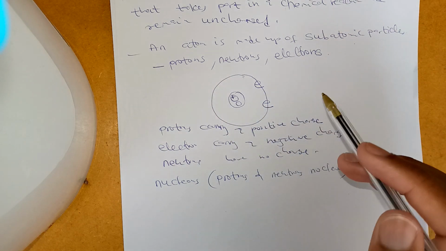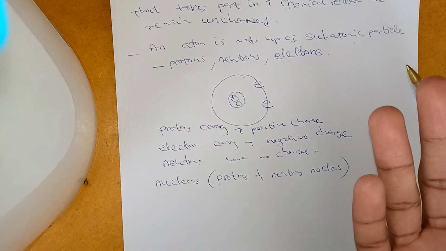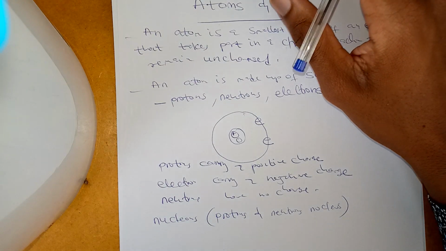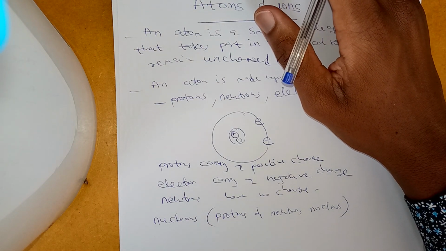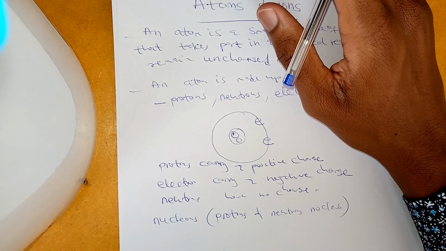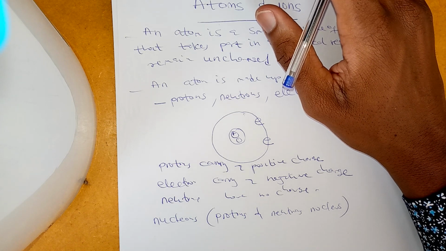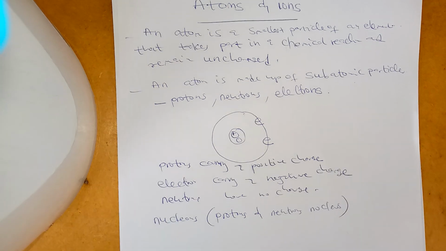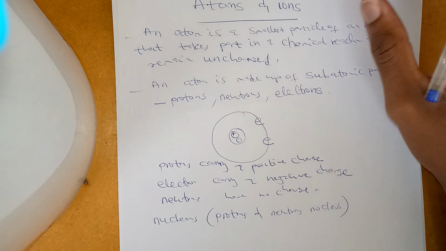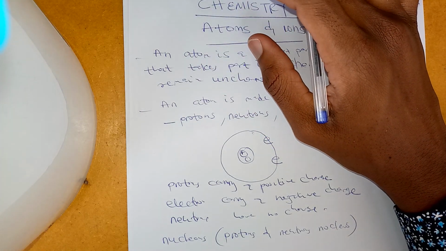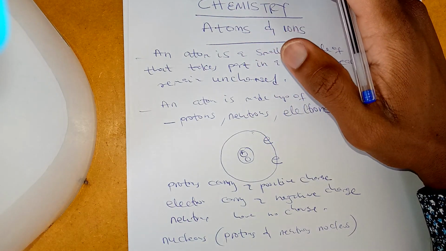Remember I said electrons are found outside the nucleus. They are not just found outside the nucleus, but they are arranged in what we call energy levels, or electron shells. They are arranged in electron what? Shells.